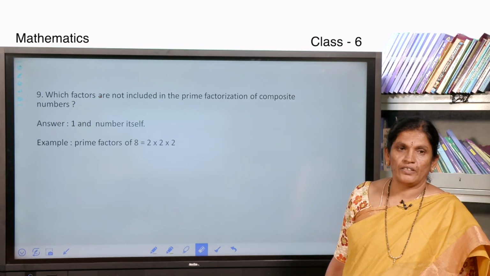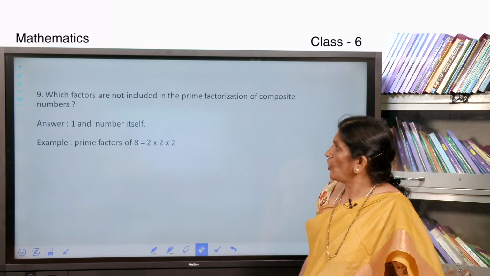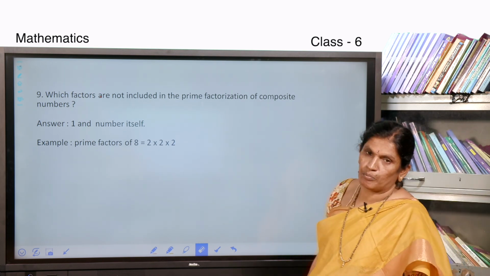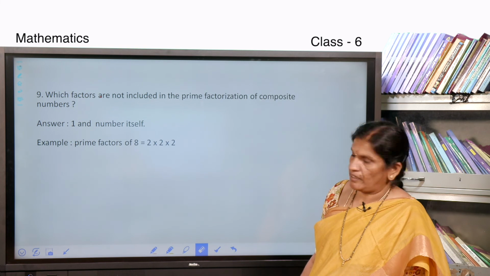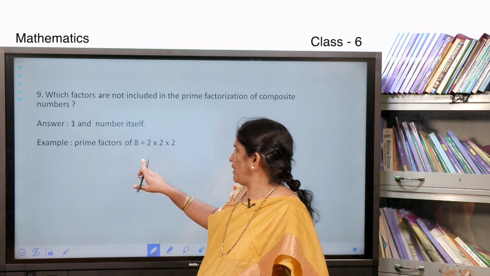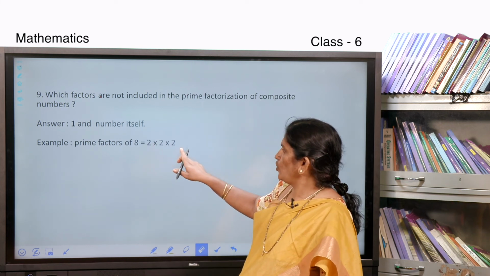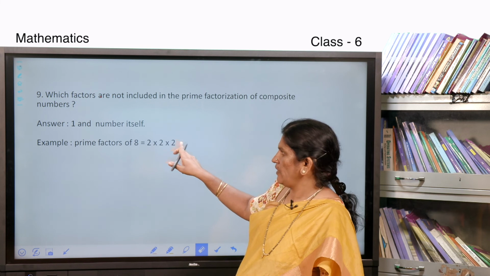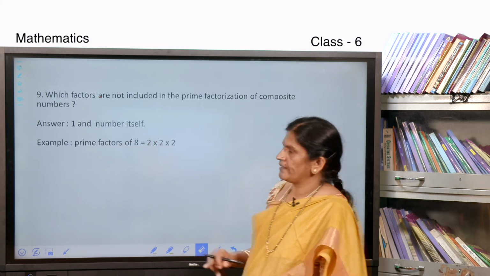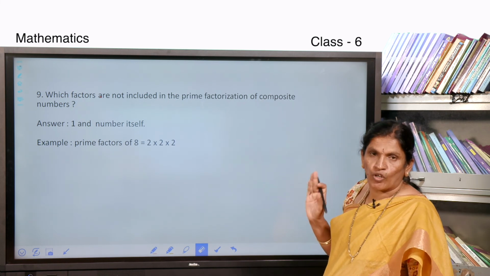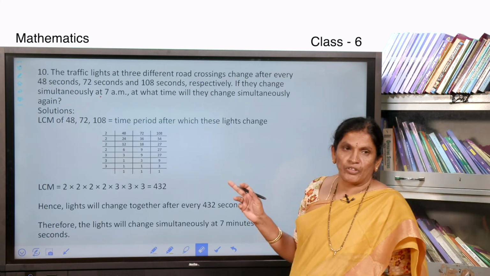Come to the next question. Which factors are not included in the prime factorization of composite numbers? That is 1 and the number itself. See, for example, I have taken 8 here, prime factors of 8 are 2 into 2 into 2. So, here I did not take 1 as well as 8. So, 1 and the number itself are not included in the prime factorization of composite numbers. Let's come to the next question.